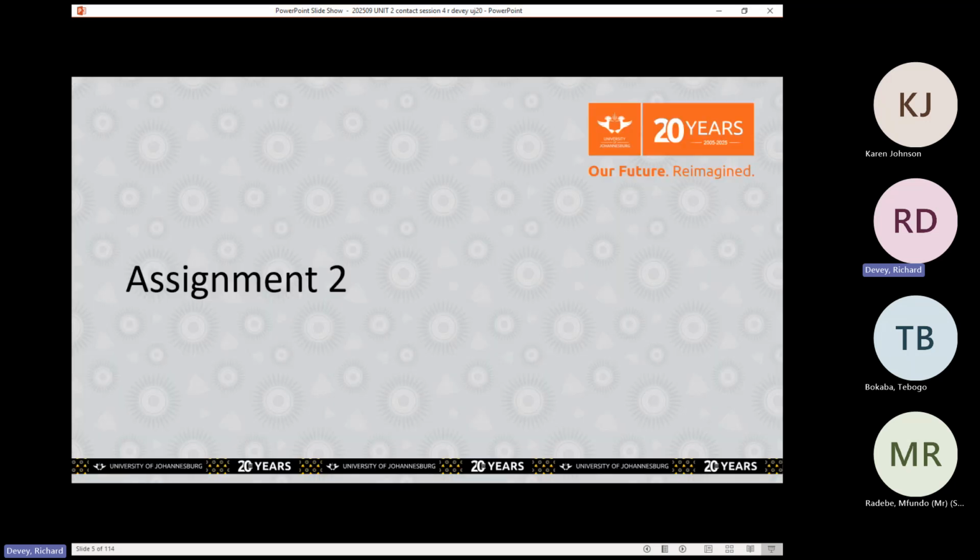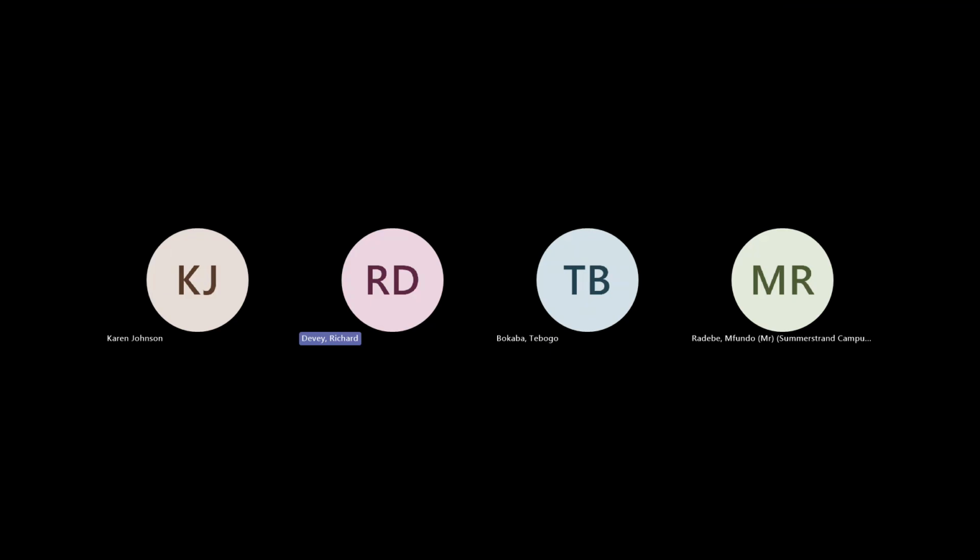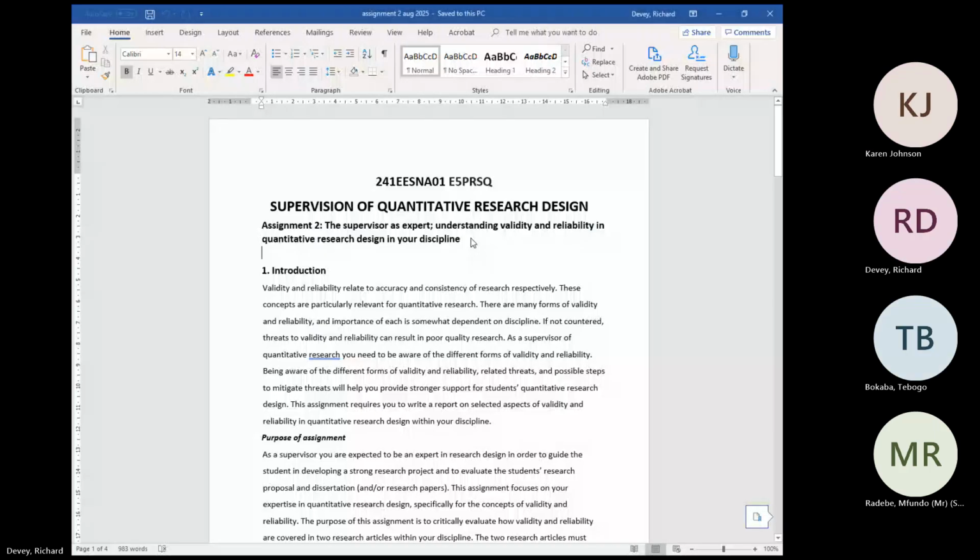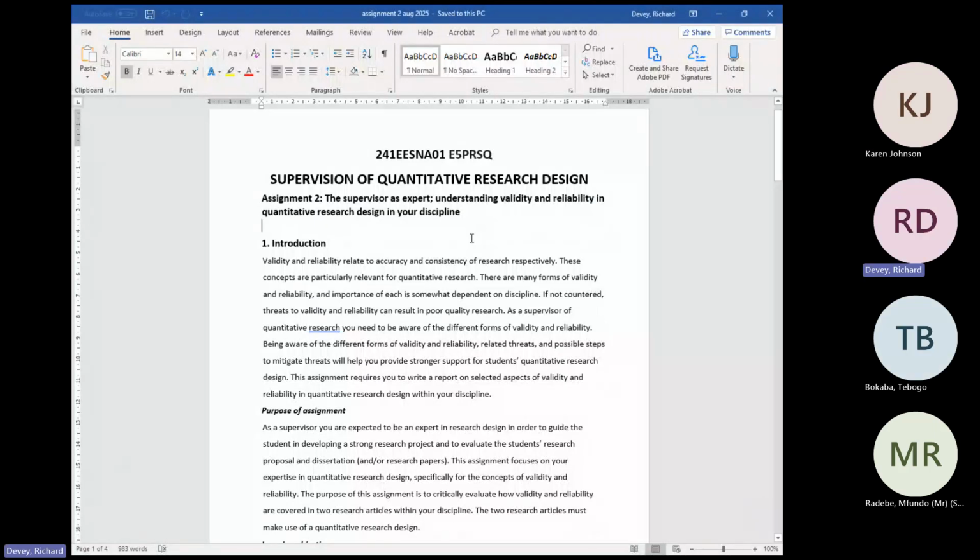Okay, so assignment 2 is about... I'm just going to stop sharing this screen and move to assignment 2. So it's looking at the supervisor as an expert, and the focus is on validity and reliability.